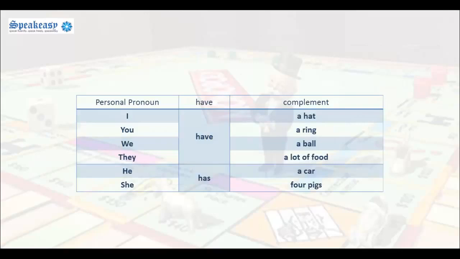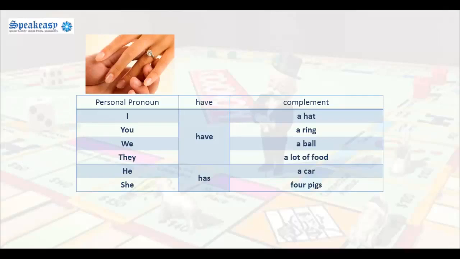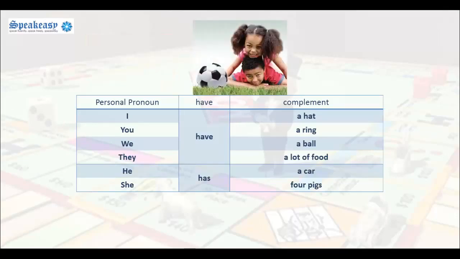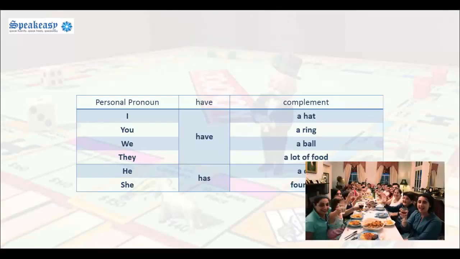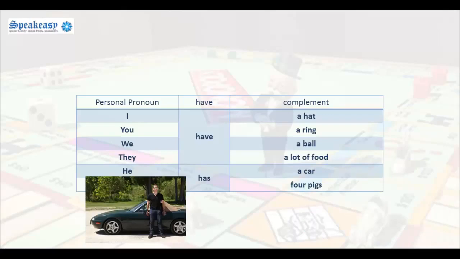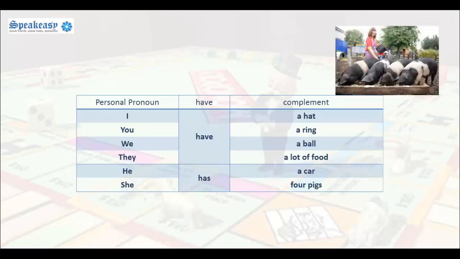I have a hat. You have a ring. We have a ball. They have a lot of food. He has a car. She has 4 pigs.